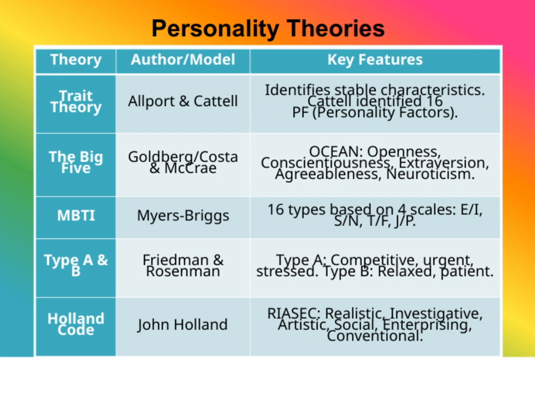Lastly, we have Holland's Code, also called RIASEC, which categorizes people based on their interests into 6 areas: realistic, investigative, artistic, social, enterprising, and conventional. This model is especially useful in career counseling and understanding occupational preferences.